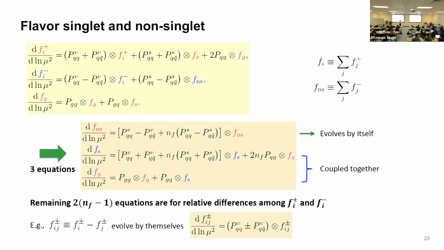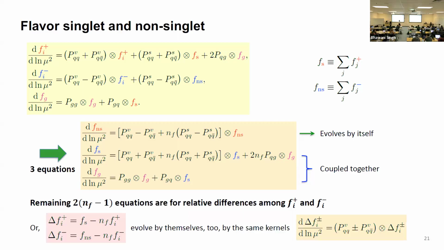So you get a simple equation like this. With plus and minus, you get different kernels, and they only mix with themselves. So with this, you can define as many flavor differences as you want, and you can solve these equations. And this equation is very easy to solve.